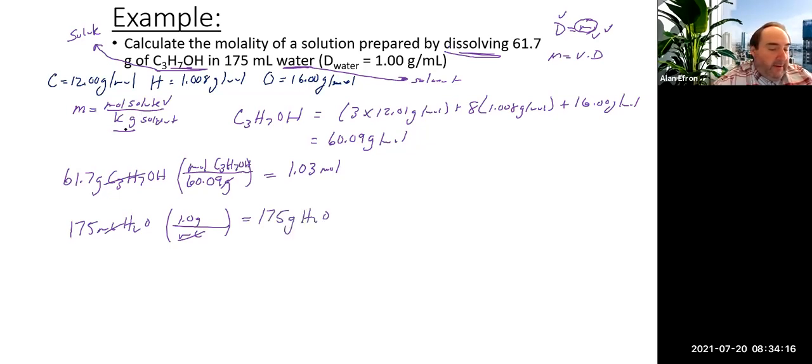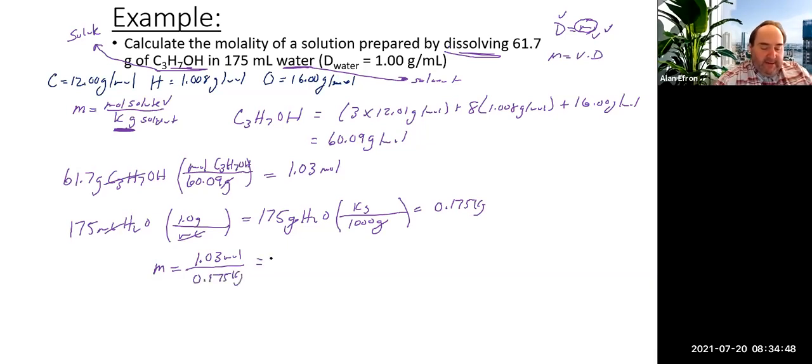Remember, though, that we don't need grams, but we do need kilograms. So we do need to do one little conversion on that as well. There's 1,000 grams in a kilogram. Grams will cancel, and that will yield us 0.175 kilograms. Now we have both things that we need. We can stick it into our equation here. The molality would be our moles, which is 1.03 moles, divided by 0.175 kilograms for our solvent. And we do end up with, we'll call it, 5.89.